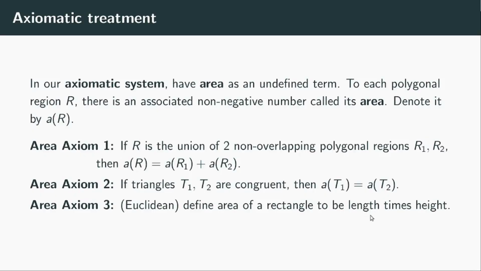And then the final axiom is that we define the area of a rectangle to be the length of the rectangle times the height of the rectangle. Or sometimes we call it length times width, whatever. There are two dimensions to a rectangle. The product of them is defined to be the area of the rectangle. And it's important here that we're emphasizing we're in Euclidean geometry. In particular, rectangles don't exist in hyperbolic geometry.